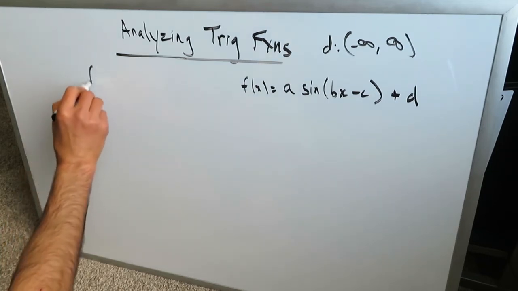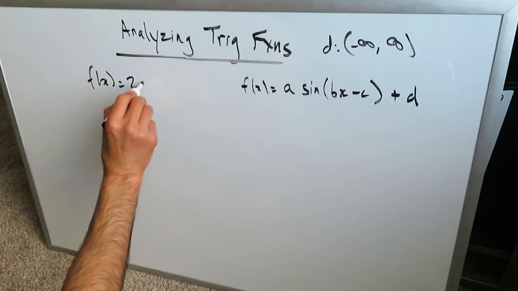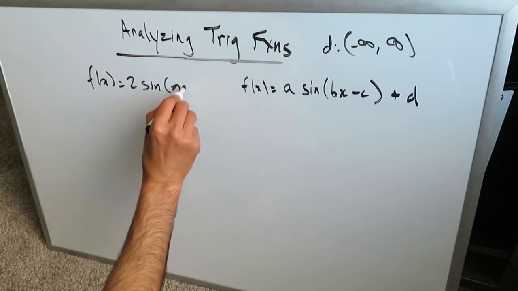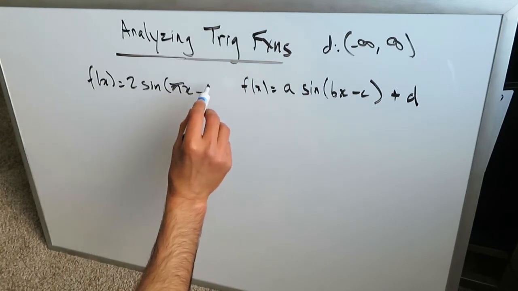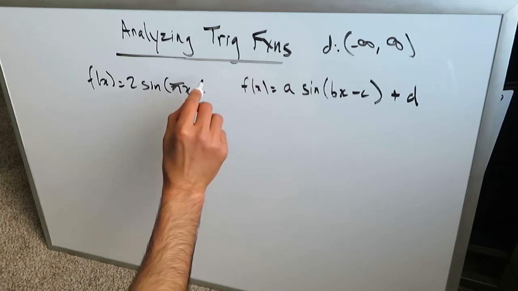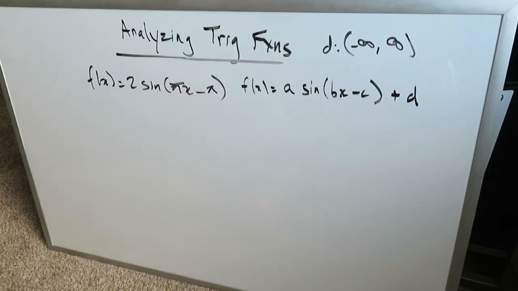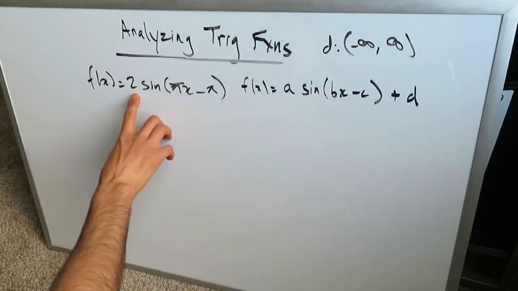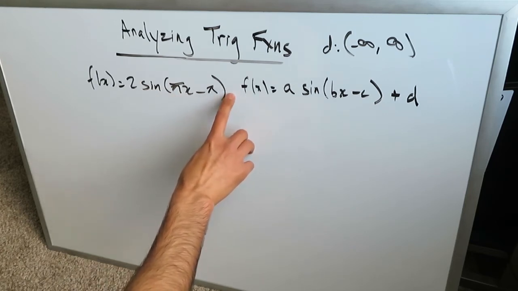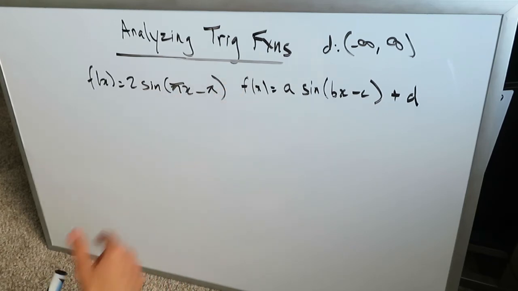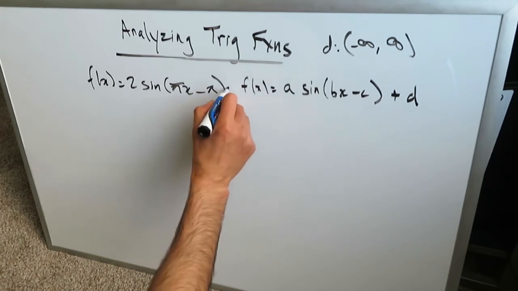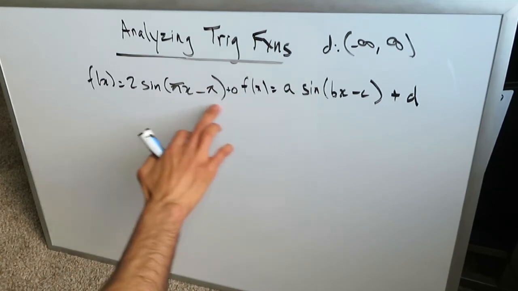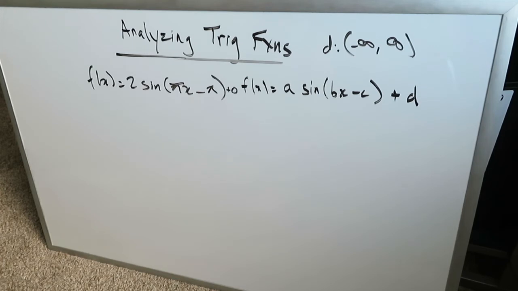In this example, we have f of x is equal to 2 sine pi x minus, what should we put over here? Let's put a pi. Do we really need to transform this into this form? We can. We already have an a, we have a bx minus c, we just don't have a d, so this would have been a plus 0. I'll just put over here a plus 0. So this is already transformed into that standard form. Outright, we have the domain mentioned here.